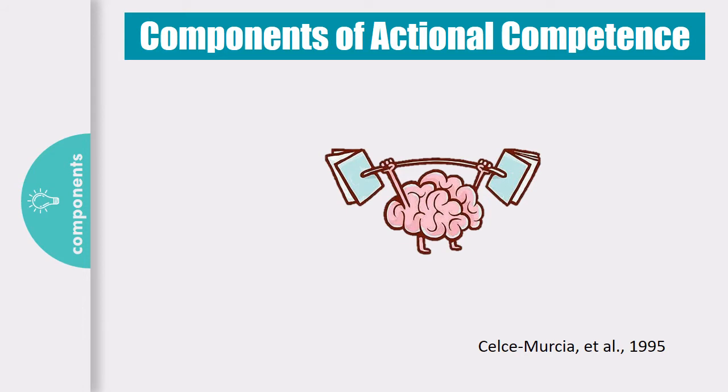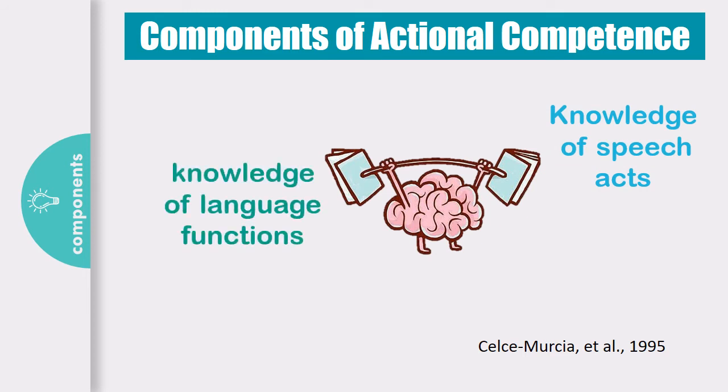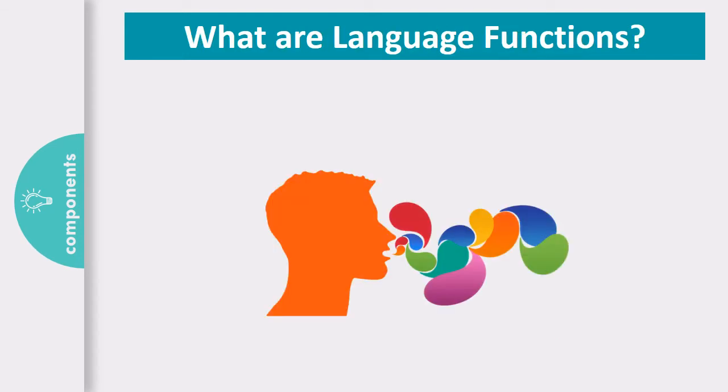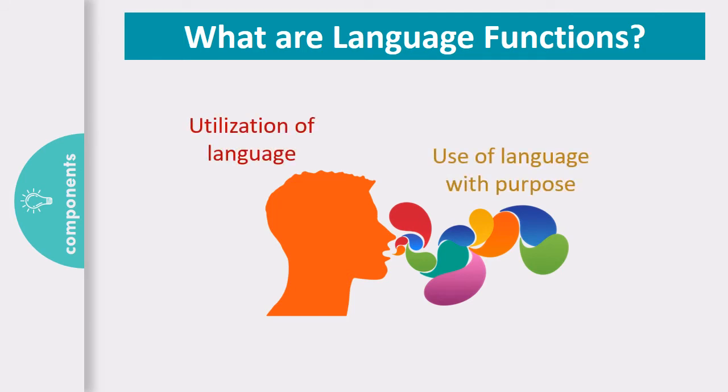Now we have here the two components of actional competence. The first one is the knowledge of speech acts, and the second one is the knowledge of language functions. So what are language functions? These are the most highly developed linguistic content area in communicative language teaching. Language functions are what the learners do with the language as they interact with each other with a specific language purpose, like expressing ideas or showing understanding.